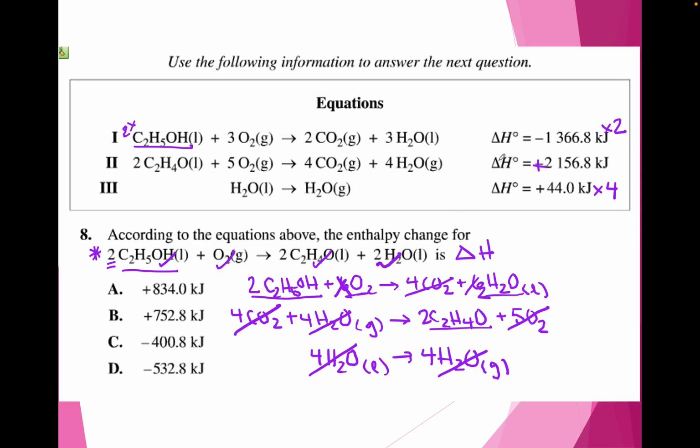The last thing I need to do is figure out that enthalpy, and that now I just add together. So I'm going to take that first enthalpy, negative 1,366.8, multiply it by 2, add on 2,156.8, and add on 4 times 44. And I'm getting C, which is negative 400.8.